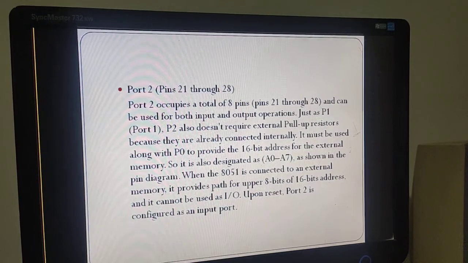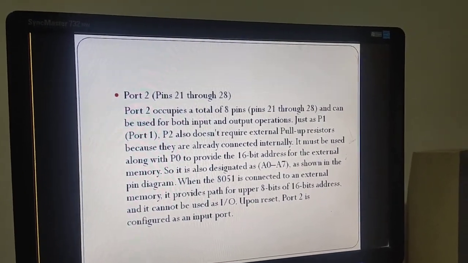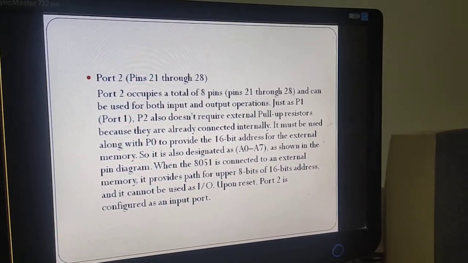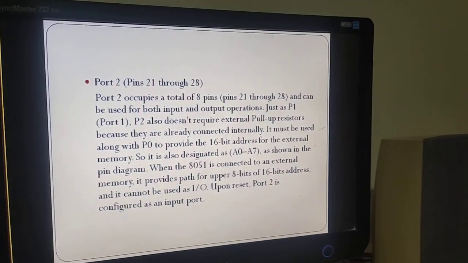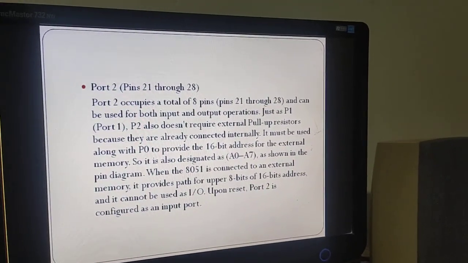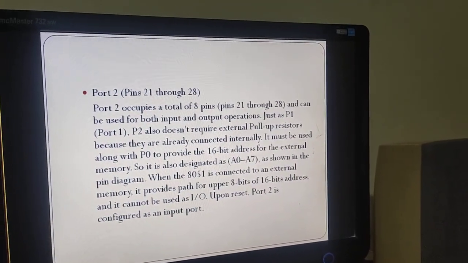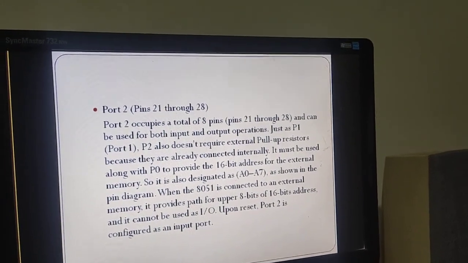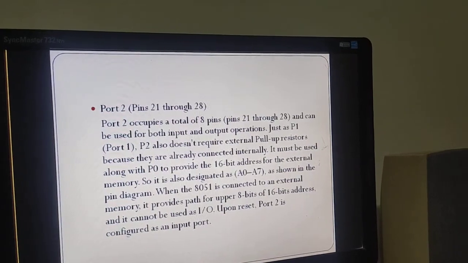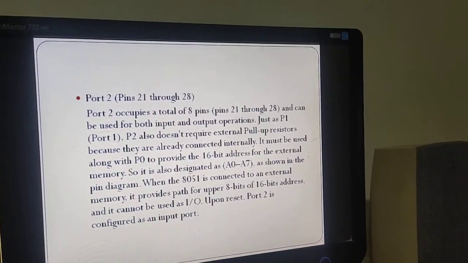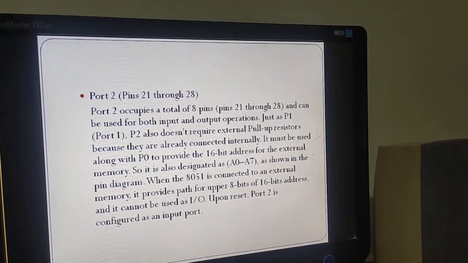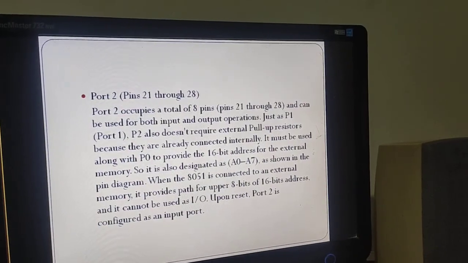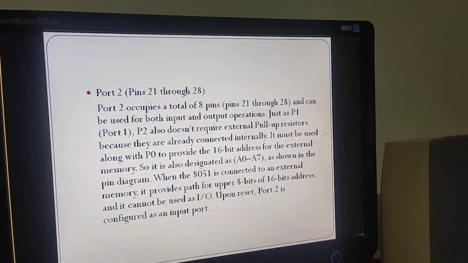Port number 2, pins 21 to 28, 8 pins, can be used for input or output operations. It does not require any pull-up resistors. It can be used along with P0 to provide a 16-bit address. So it is designated as A8 to A15. When 8051 is connected to external memory, it provides the path for the upper 8 bits of the 16-bit address. It cannot then be used as input and output.